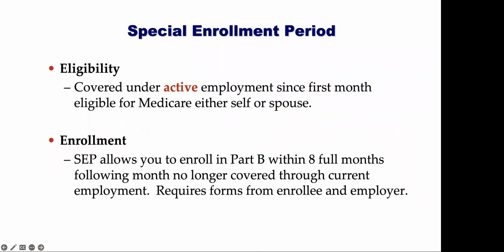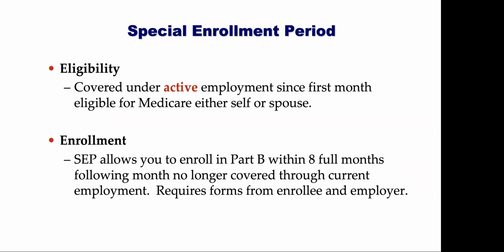Finally, many people today are working beyond the age of 65. And if you're working for a large employer, typically an employer with 20 or more employees, and you're covered by that employer's health insurance, either through your own employment or through a spouse, but it cannot be a domestic partner, it must be through a spouse, you're allowed to delay enrollment with Medicare without any penalty.